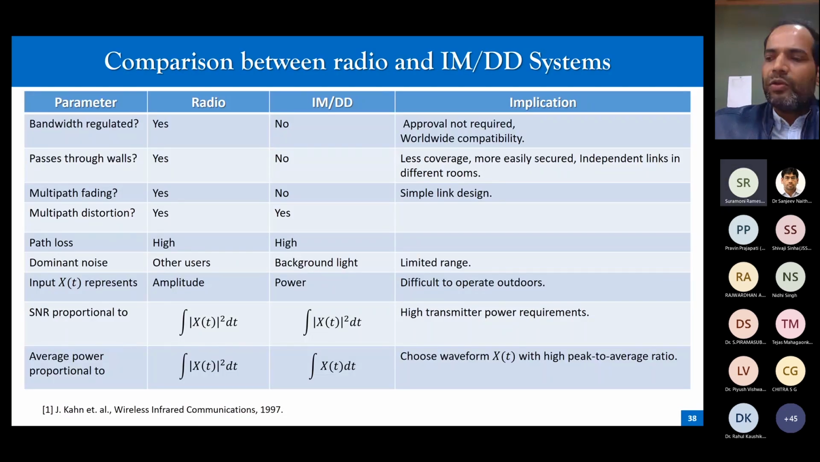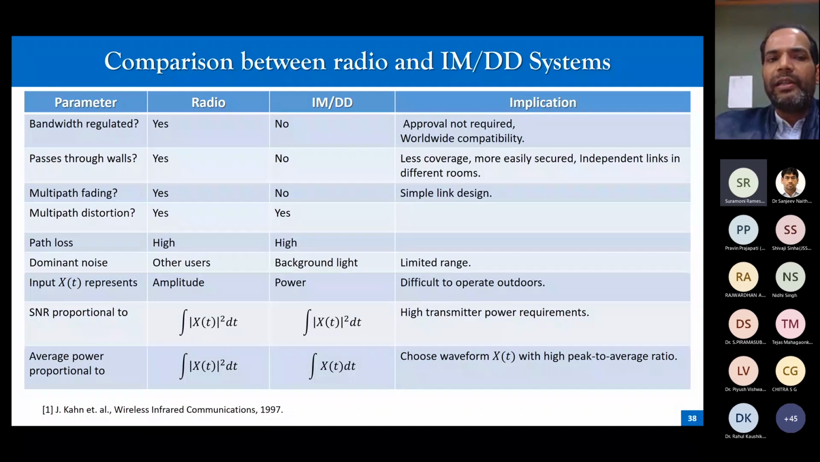Now let us compare. So far we have seen the LED characteristics. What can we do over these LEDs? How does the system model of this VLC look like? Now it is time to contrast this with radio signals. Bandwidth is regulated for radio, yes. For IMDD, which stands for intensity modulation and direct detection, the system for VLC, the bandwidth is not regulated. Radio signals can pass through walls. IMDD signals cannot pass through walls. Radio signals go through multipath fading. In IMDD, multipath fading doesn't happen.